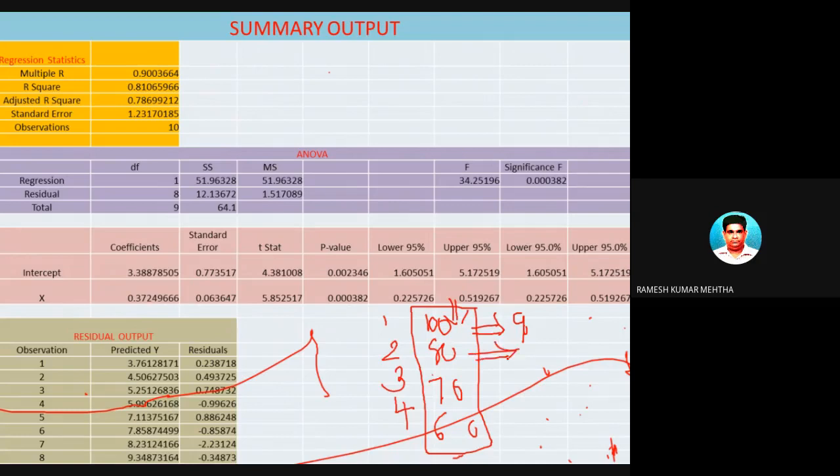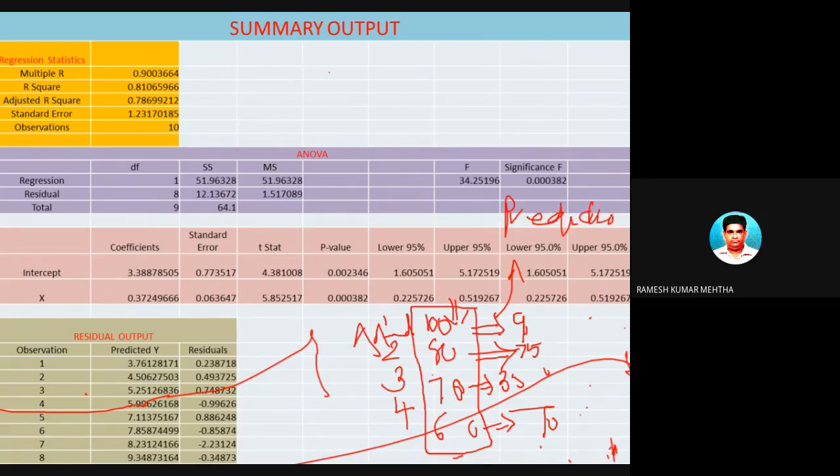This girl predicted that she will get 75 marks. This girl predicted that she will get 35 marks, and this boy has predicted 70 marks. Look at this. These were the actuals, and these were the predictions.